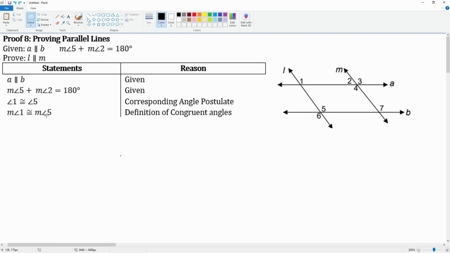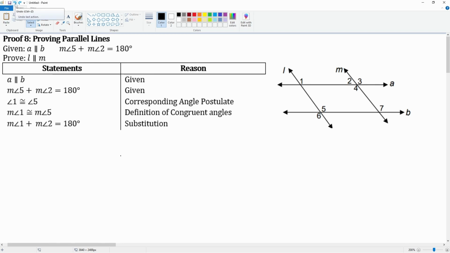Now I can have the m's in front. Notice angle 1 here is congruent. The measurement of angle 1 is equal. This should be equal to that. Okay. Right. Again, ignore the squiggly line here. Okay. That allows me to make that substitution.